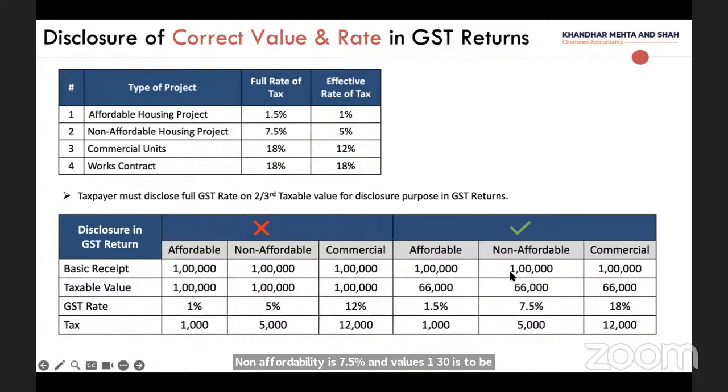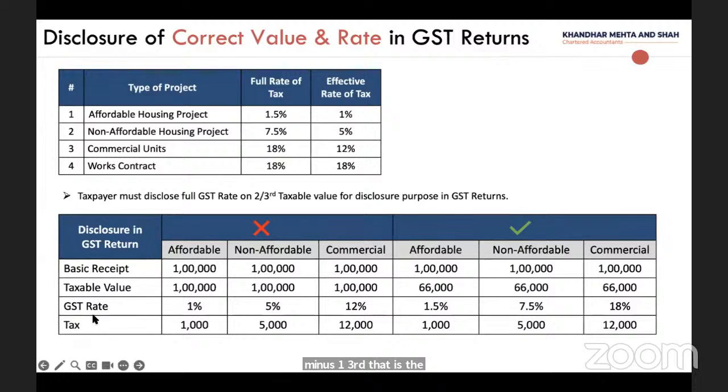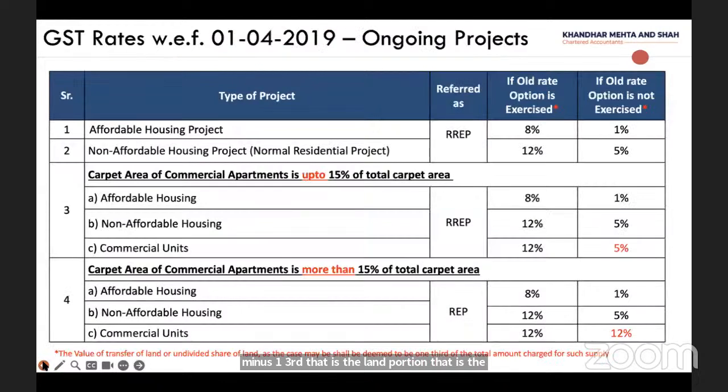So if we see non-affordable, if the amount received is 1 lakh rupees, then the taxable value will be 66,000, and the rate will be 7.5%. If you apply 5% directly on 1 lakh, arithmetically it will come out correct. But the correct manner of presentation will be 1 lakh minus 1/3, that is the land portion, so the taxable value is 66,000, and on it 7.5% will be applicable. So this is the correct mechanism by which it should be shown.